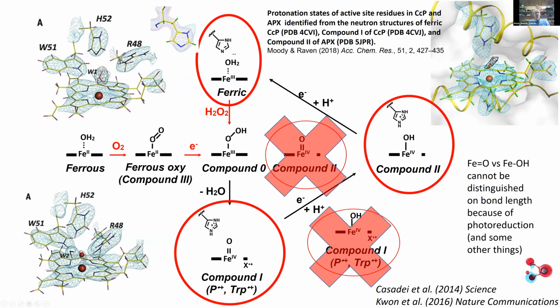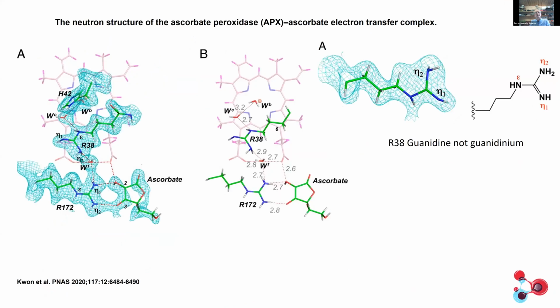We could track these intermediates and we could see what states they were. It wasn't possible to infer this from bond length for various reasons, but photoreduction is amongst those. And we also came up with some unexpected findings about the ionization state of this histidine here in the active site. So a lot of the chemistry of these enzymes had been guessed, because that's all the information we had, but we were able to end up with a lot more solid information.